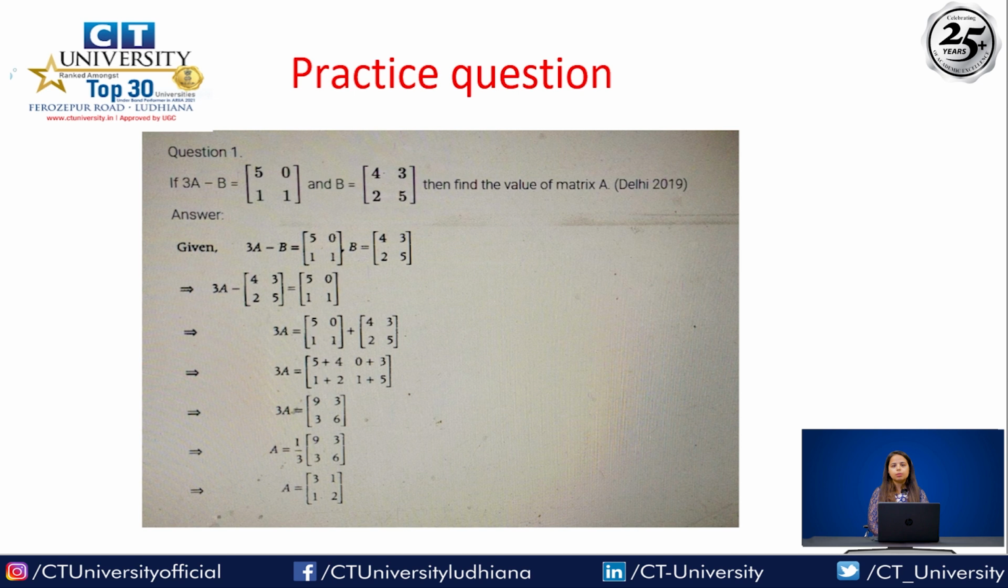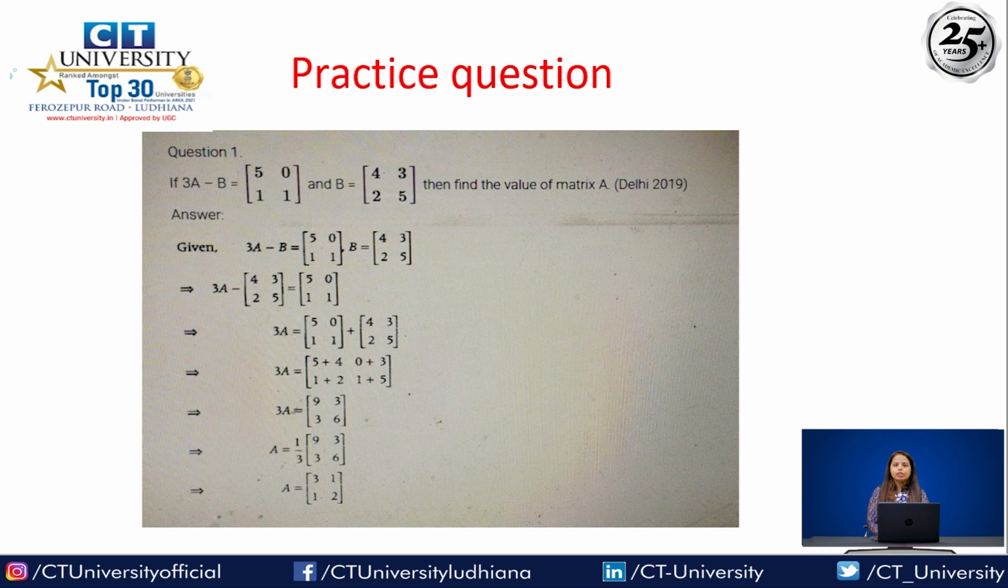Now here are some practice questions for this topic, and these practice questions are really very simple and all based upon the types of the matrix and the definition of matrix. So the practice questions are just like that. The first question is, if 3 capital A minus B is equal to 5011 and capital B is equal to 4325, then you have to find the value of capital A.